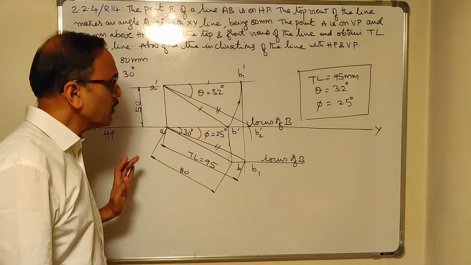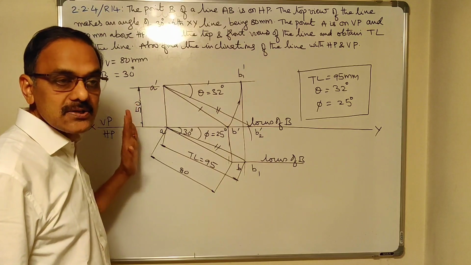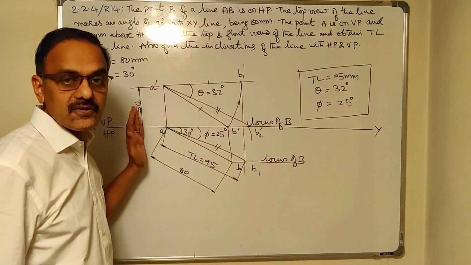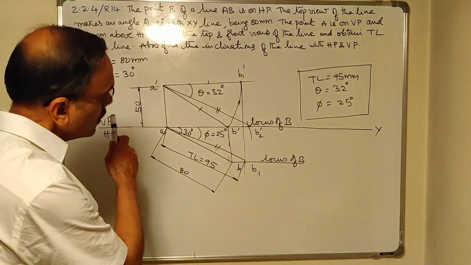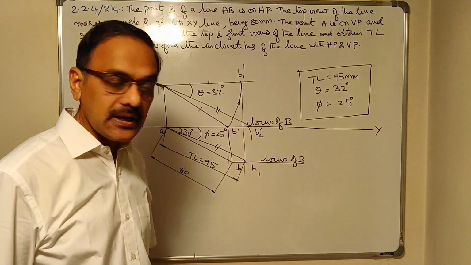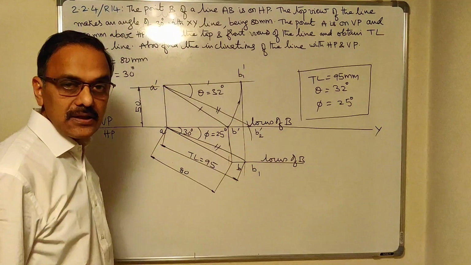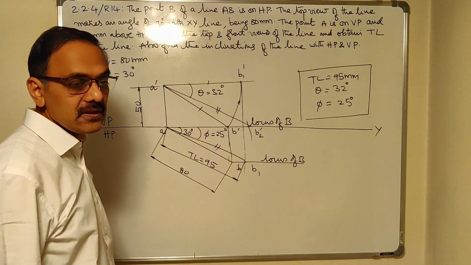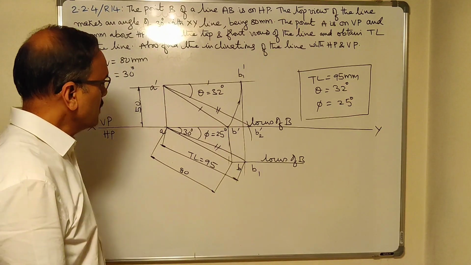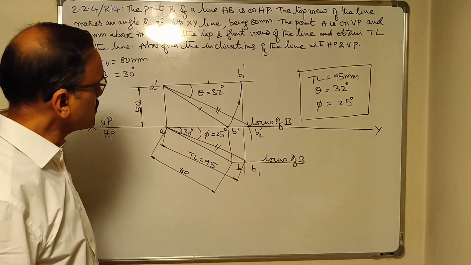So the only important point that you should know in this problem is to start by taking A on XY. If you start by taking A on XY, you are able to draw the top view because its length and position are given. That's the only difficulty in this problem. Once you start with that, then it will go on. So that's about this problem.